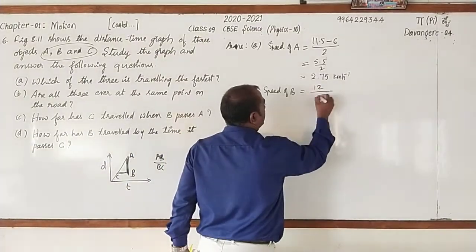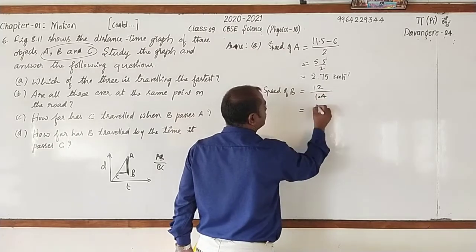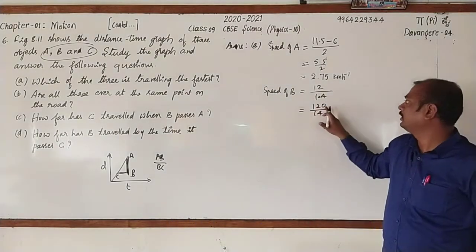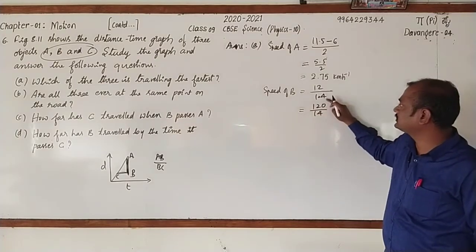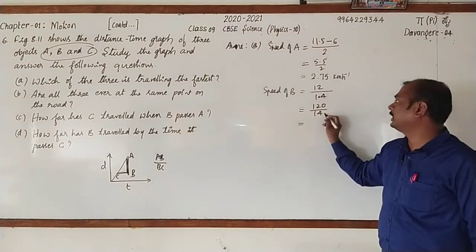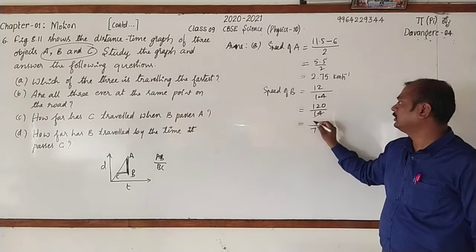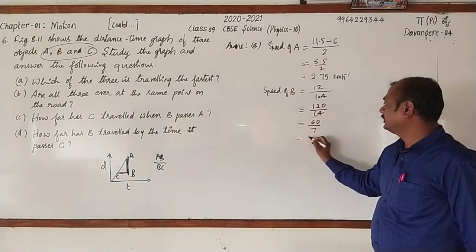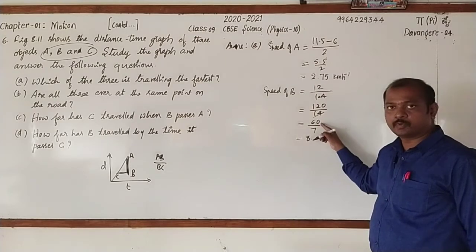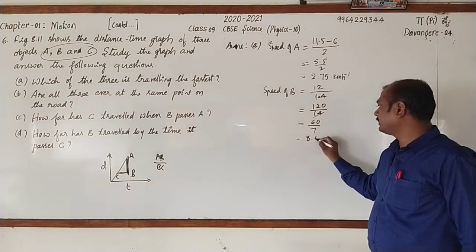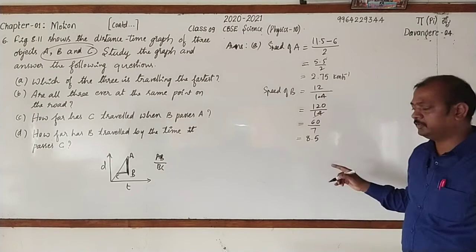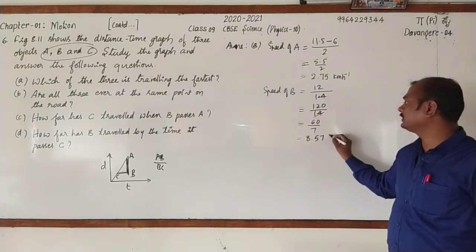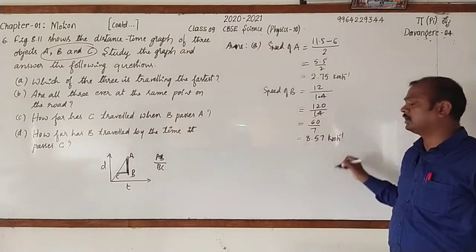It's 12 by 1.4, which is equal to 120 by 14, because after the decimal we have one digit, so I have taken 10 in the numerator. Cancel it by 2: 2 sevens are 14, 2 sixes are 12, zeros. Again dividing, 7 eights are 56, 4 will remain, it becomes 40. 7 fives are 35, 5 will remain, it becomes 50. 7 sevens are 49. So it is 8.57 kilometer per hour.